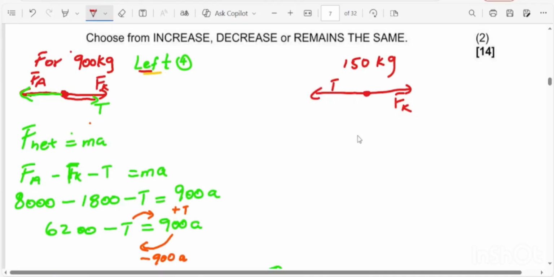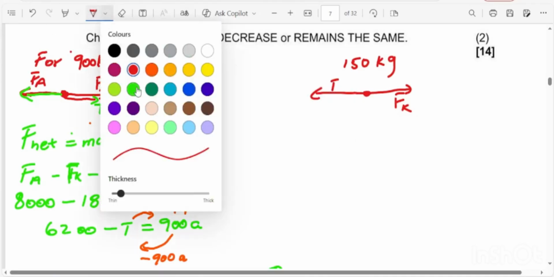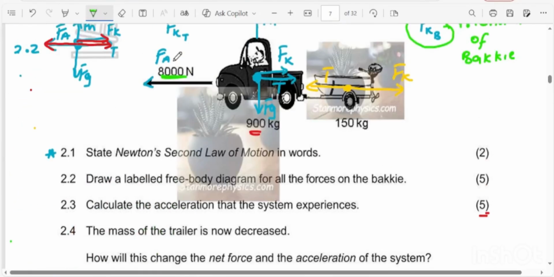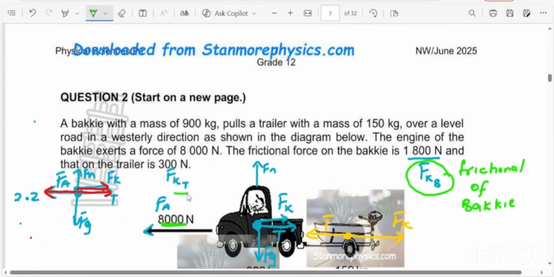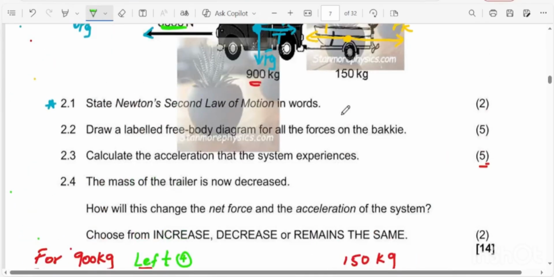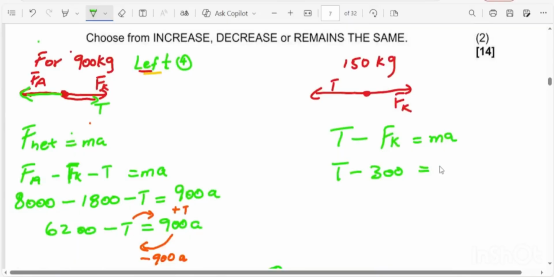So we need to take the force of tension. We need to minus the Fk and equate this to ma. We just have to do the substitution. Remember, we know the kinetic friction of the trailer. It was given as 300 newtons. So I'm just going to substitute that and say this is my tensional force minus 300. It's equals to what was the mass of the trailer? It's 150 kg. So I'm going to say this is 150a.